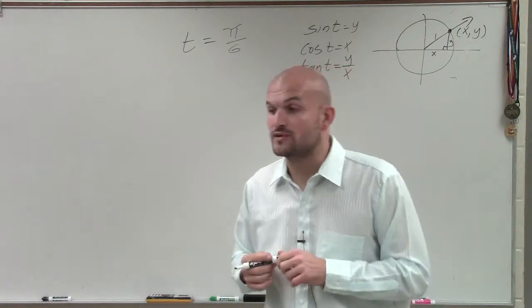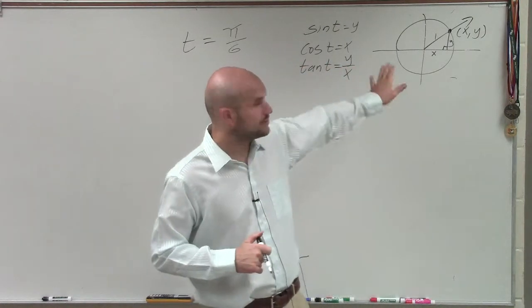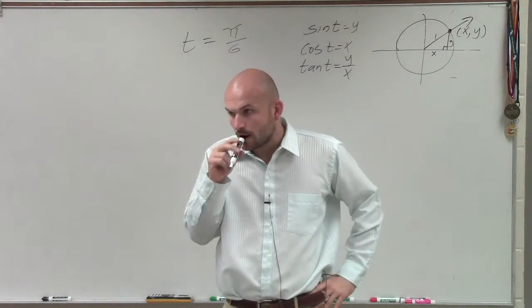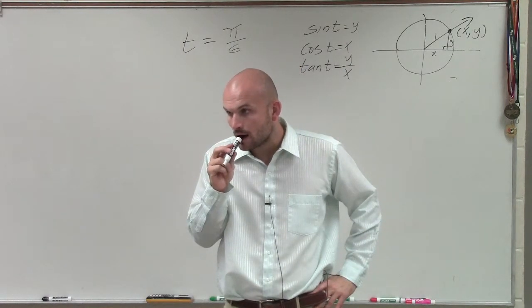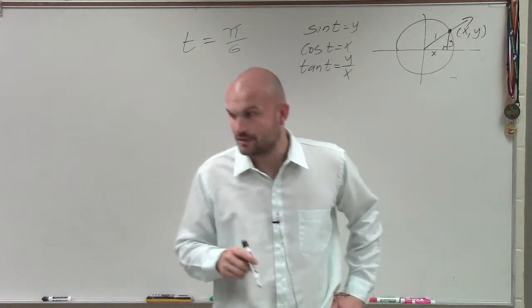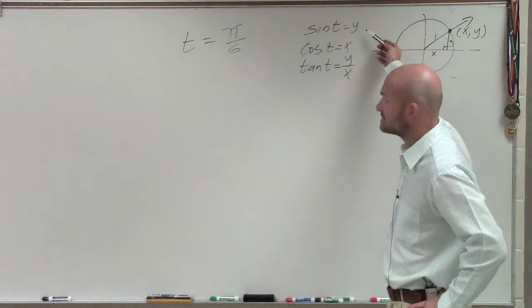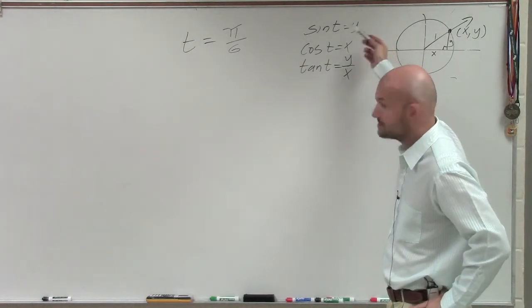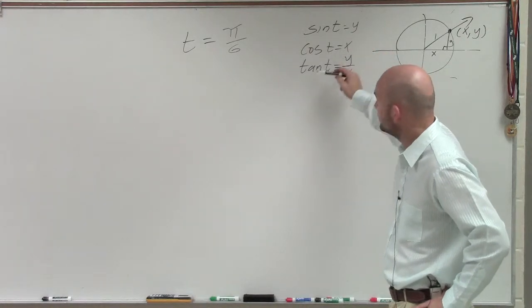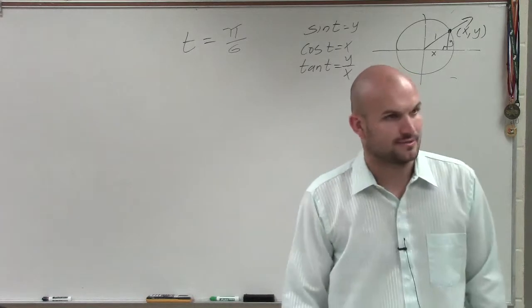Tangent is always the ratio of your opposite over your adjacent, which on the unit circle would be your y over your x. When you have a point on the unit circle, the sine of your angle is represented by the y coordinate of that point. The cosine of your angle is represented by the x coordinate, and the tangent of that angle is represented by y over x.